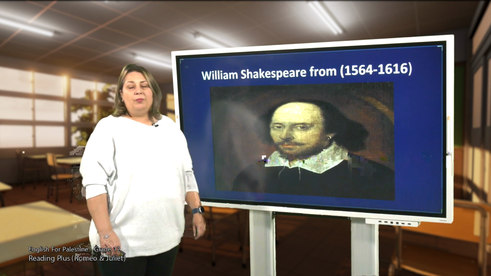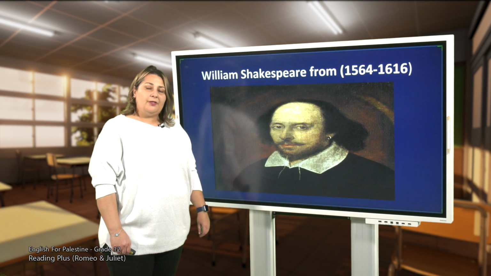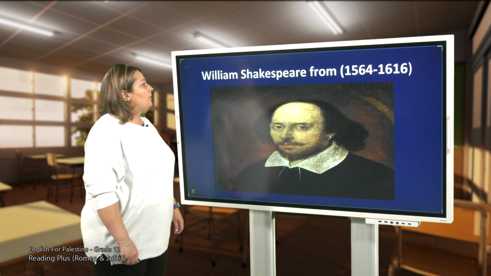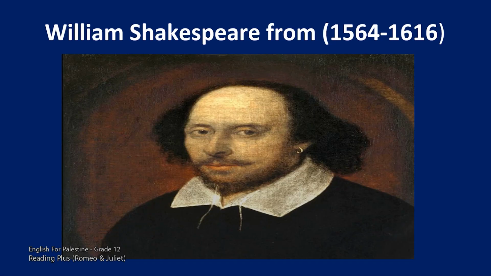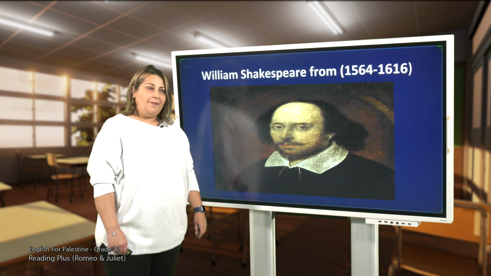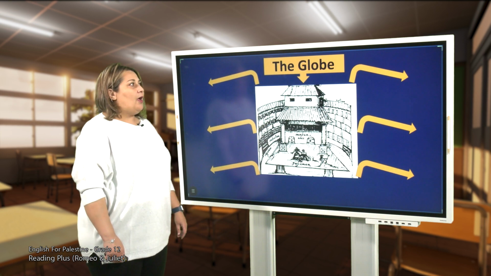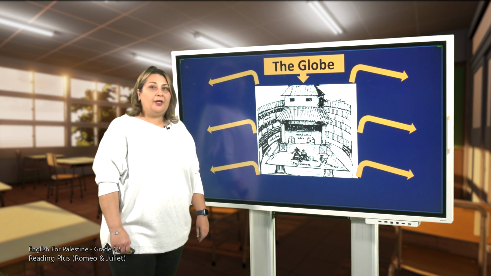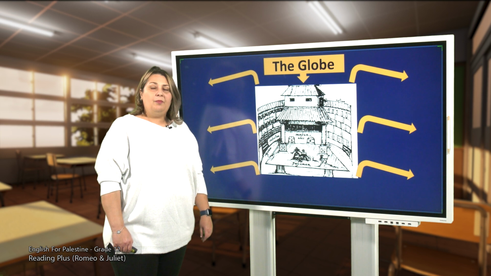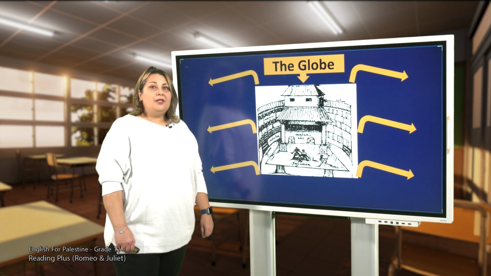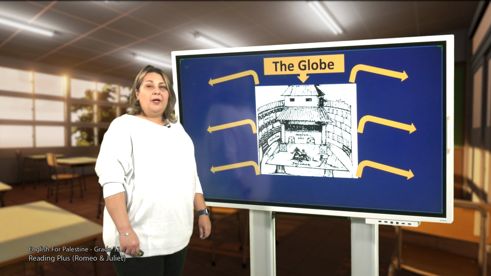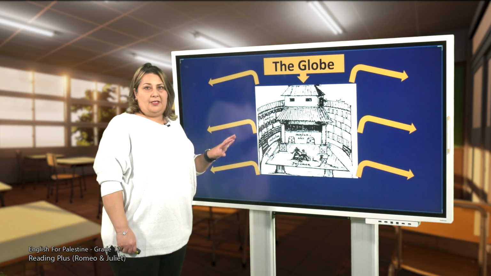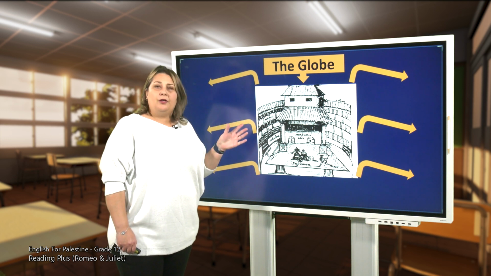Now, our main personality that we're going to learn about is William Shakespeare. William Shakespeare lived between 1564 and 1616. One of the things that William Shakespeare established is the Globe Theatre. The Globe Theatre is a very important thing to learn about because it has 6 characteristics that distinguish it from other theaters.